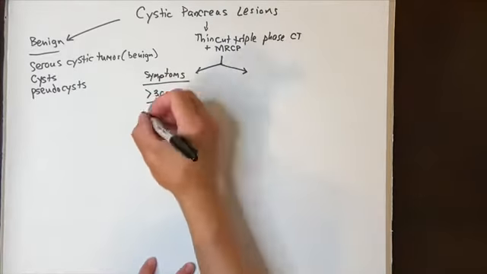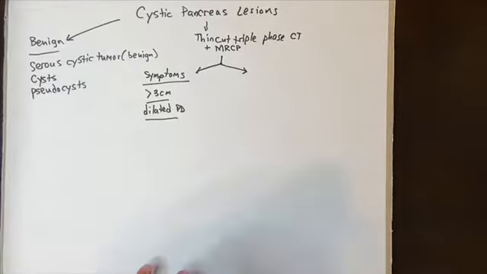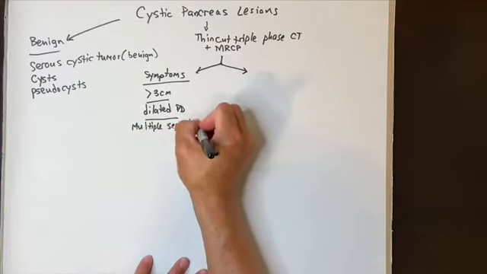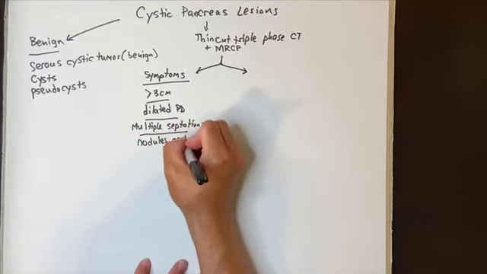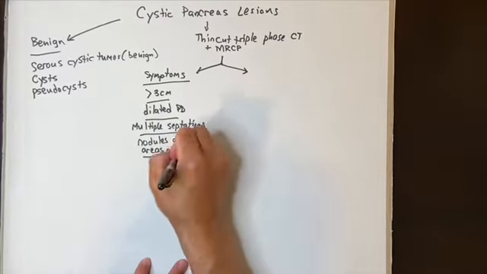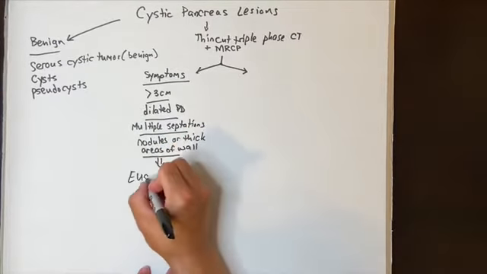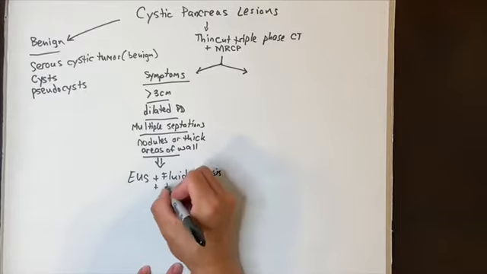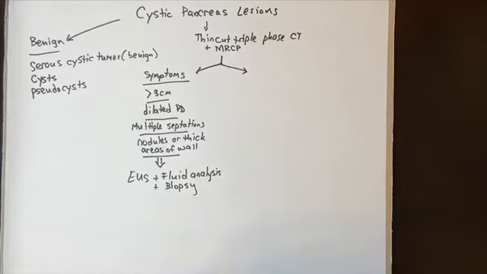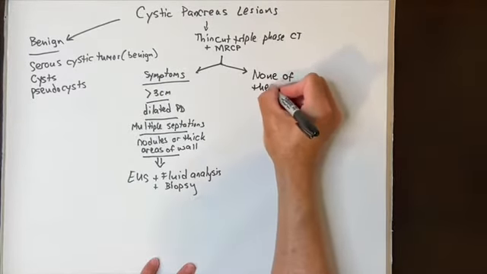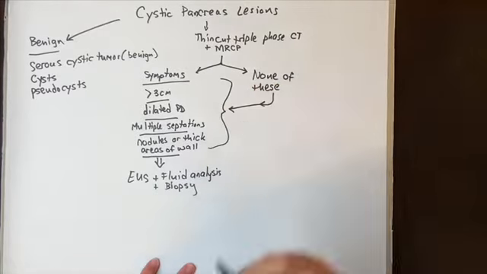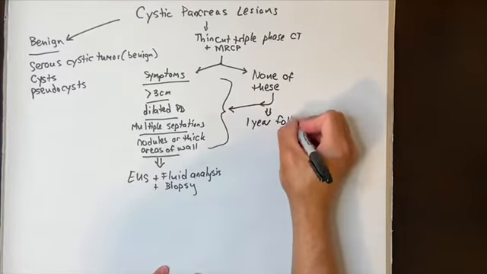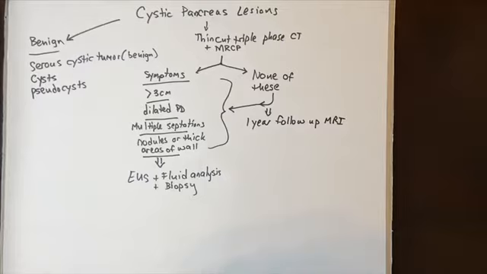Any cystic lesion with symptoms, or if it's over 3 centimeters in size, or is causing a dilated pancreatic duct, or has multiple septations, or has a nodule or thickening of the cyst wall, or has a solid mass maybe also associated with it, all of these need endoscopic ultrasound with biopsy. Any cyst without these characteristics, you could just repeat the MRI annually for a few years to follow it.